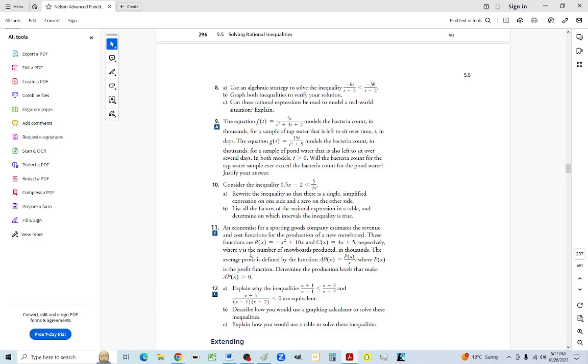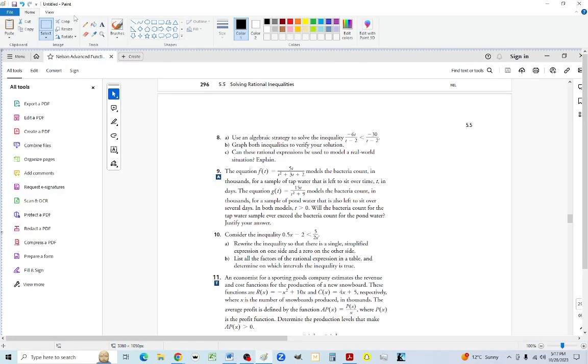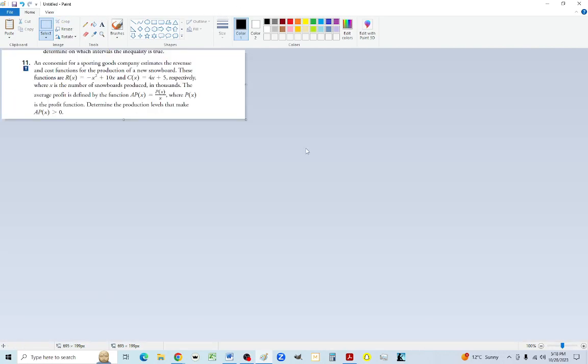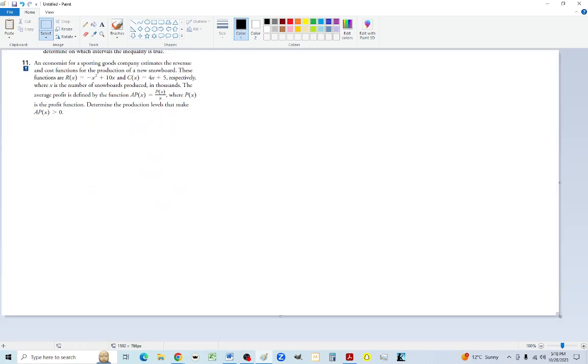Economist estimates revenue and cost. The average profit is defined by the profit divided by x, where P(x) is the profit function. Determine the production levels where AP is above 0. Okay, so this is just understanding what they're talking about. So fortunately, profit is always revenue minus cost. So remember that. Profit is always revenue minus cost.